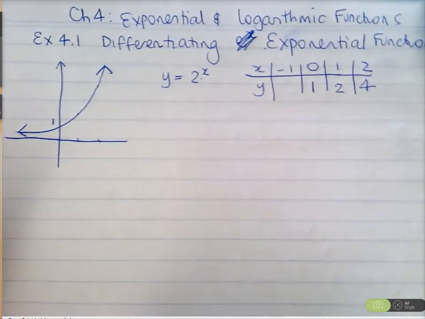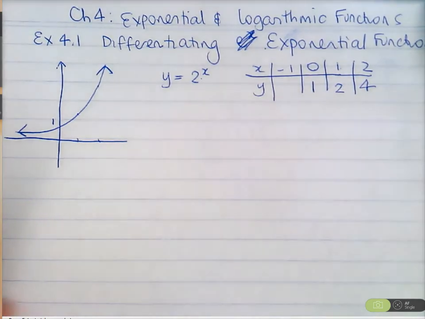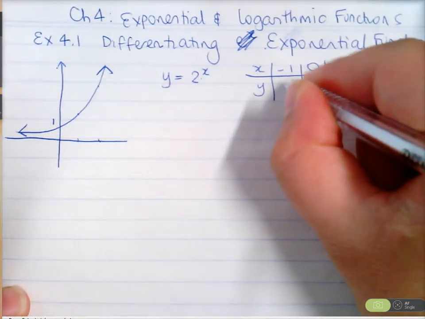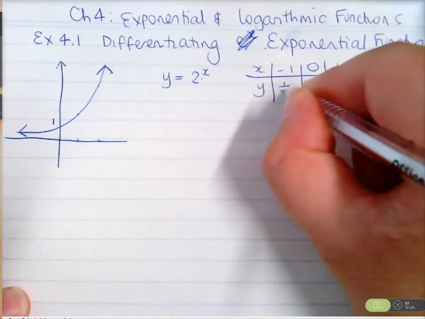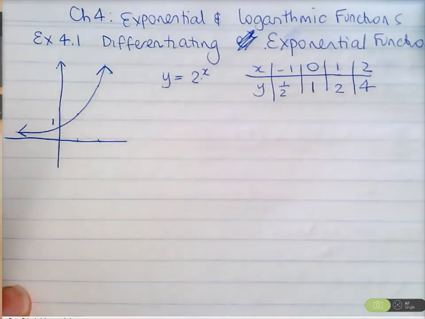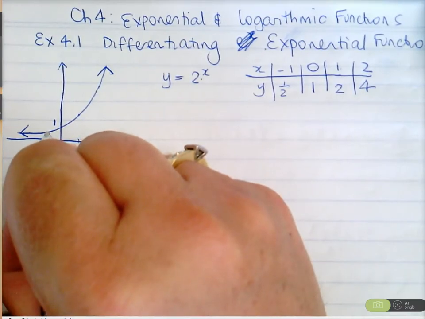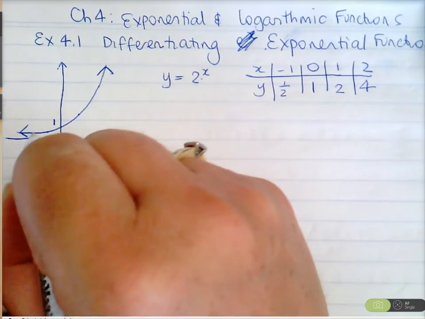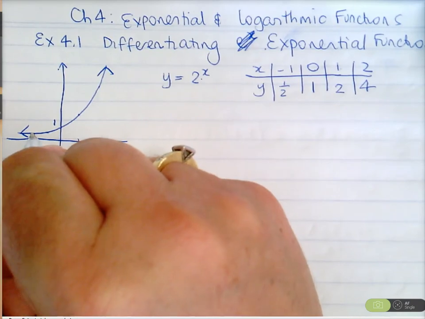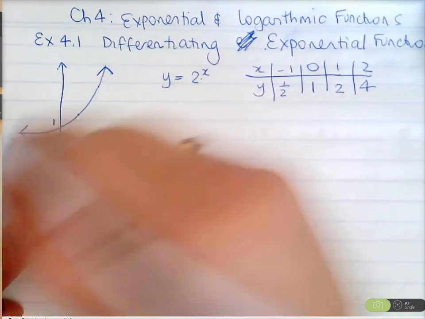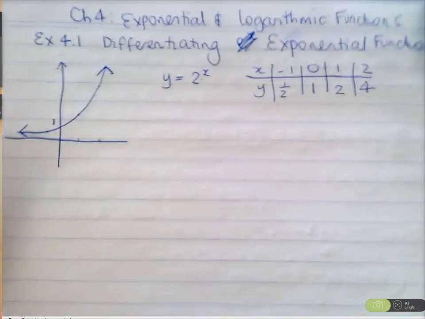What about negative 1? What's 2 to the negative 1 mean? What does negative power mean? 1 over. So 2 to the negative 1 means 1 over 2 to the 1, or a half. So down here, when x is negative 2, it would be a quarter, etc. This is an asymptote down here. That's 2 to the power of x.